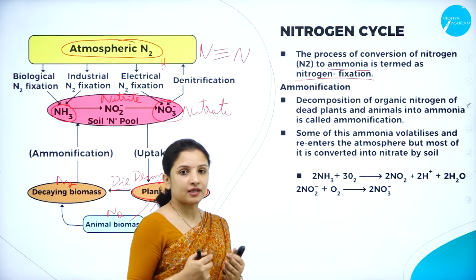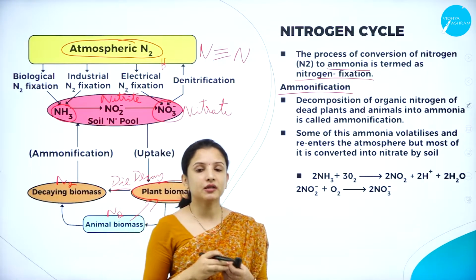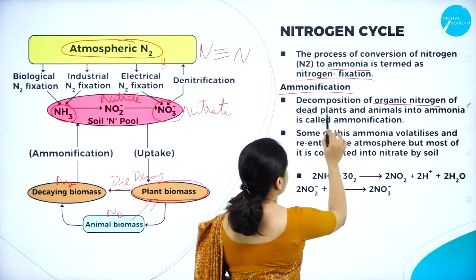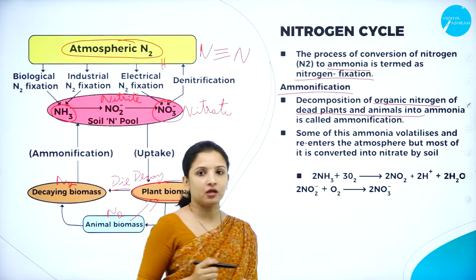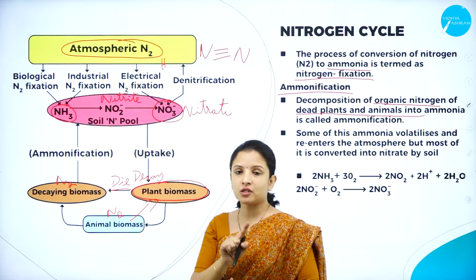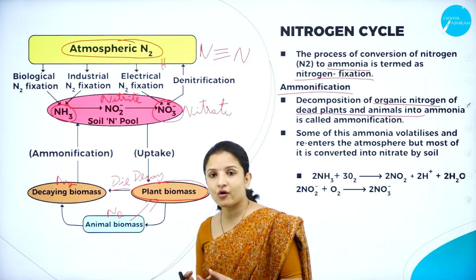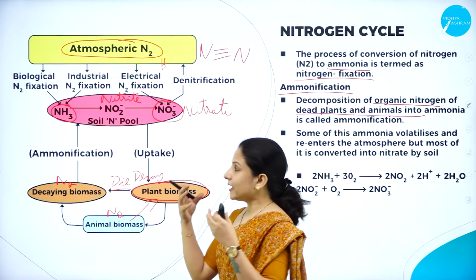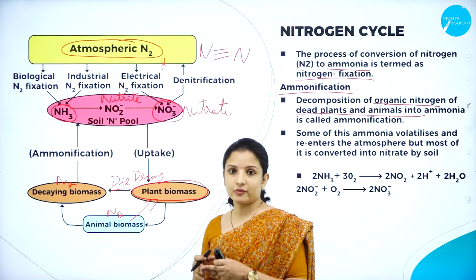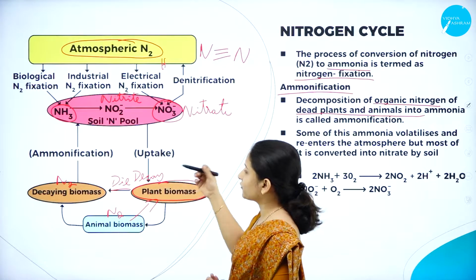So here we'll first understand a process called ammonification. Ammonification is nothing but the decomposition of organic nitrogen, which is present in dead plants and animals, into ammonia. Here I told you, atmospheric nitrogen combines with hydrogen to form ammonia. That ammonia will reach the soil through rain droplets, and in the soil, the nitrogen fixing bacteria present in the root nodules of the leguminous plants convert it into nitrite and then to nitrate.